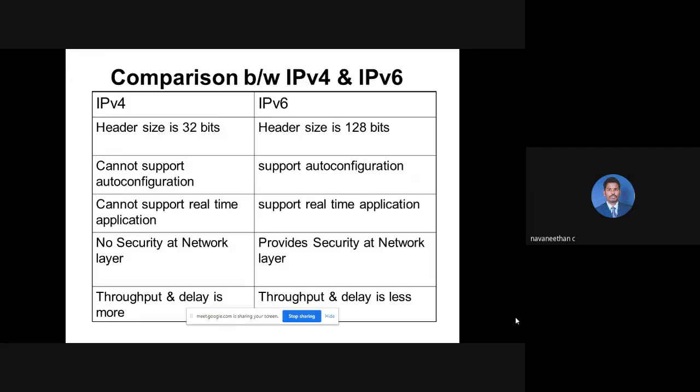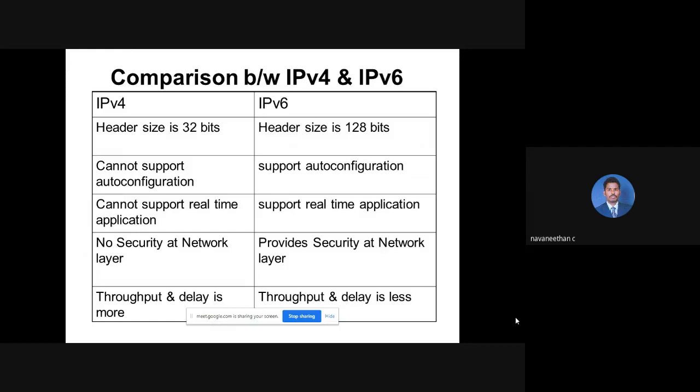Initially, we will start with the size. IPv4 is 32 bits and IPv6 is 128 bits. IPv4 cannot support auto configuration, whereas IPv6 supports auto configuration. IPv4 cannot support real-time applications, whereas IPv6 supports real-time applications. Then there is no security at the network layer.